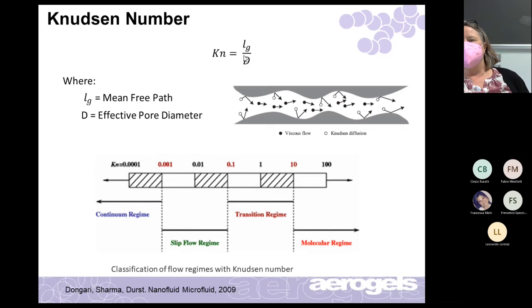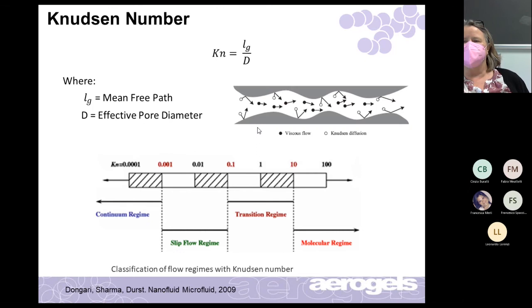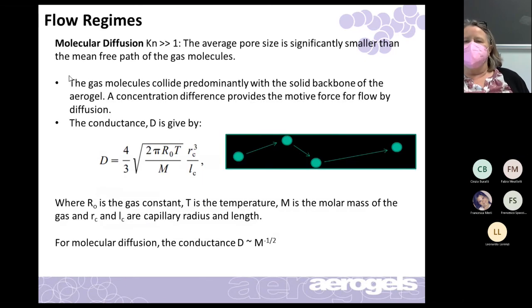In that case, the molecules predominantly collide with the solid backbone of the aerogel, and the force for that flow is concentration difference. And so the conductance there is related to basically 1 over the square root of the molecular weight of the gas. This is just the gas constant, it depends on the temperature. It depends on the radius and the length. The radius would be this dimension and the length would be that dimension.